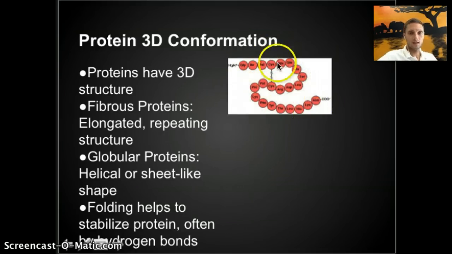This first is just a primary structure, and what's happening in a primary structure is simply the linkage of these amino acids together. So it's a polypeptide chain. That is a link of a bunch of amino acids together, and that makes up the primary structure.